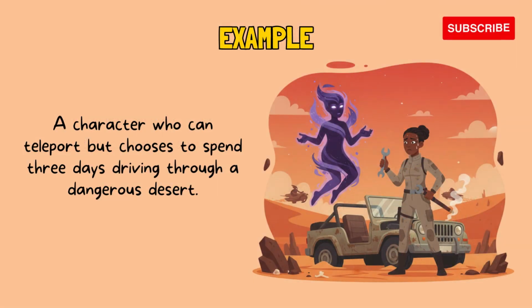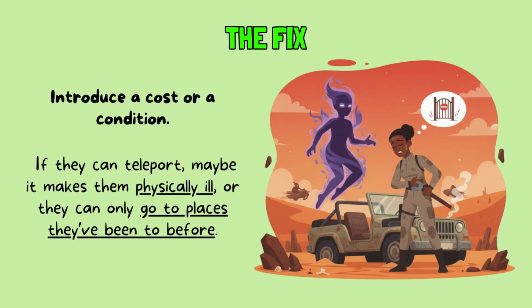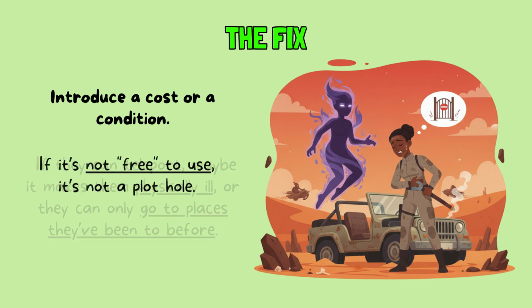For example, a character who can teleport but chooses to spend 3 days driving through a dangerous desert for plot reasons. The fix: introduce a cost or a condition. If they can teleport, maybe it makes them physically ill, or they can only go to places they've been to before. If it's not free to use, it's not a plot hole.